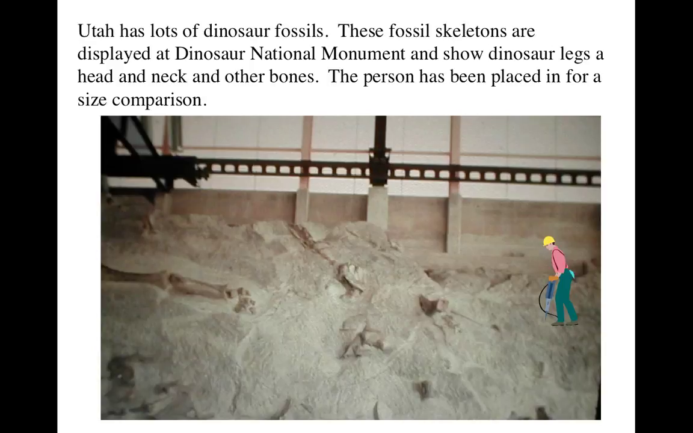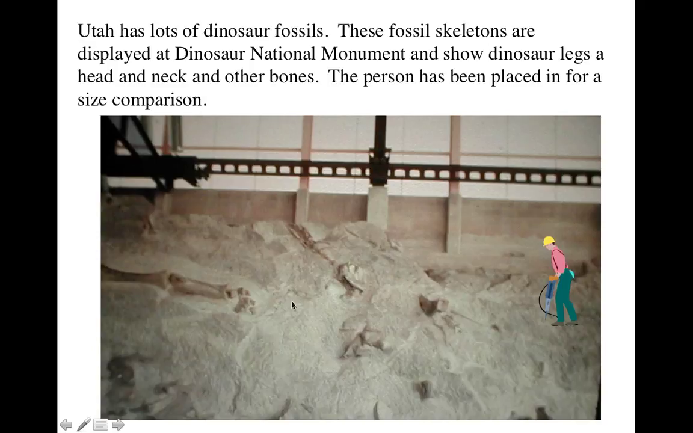Utah has lots of dinosaur fossils. These fossils that you can see inside of a building are skeletons that are displayed at Dinosaur National Monument. Now, it says it's displayed. It sounds like people put them there, right? Here you see a neck and you can see a skull. Here you can see a foot and a leg. Well, these weren't displayed by humans. They are displayed by nature.